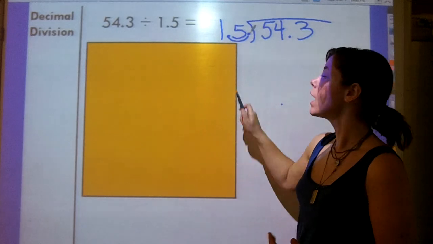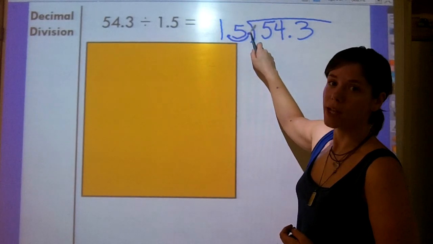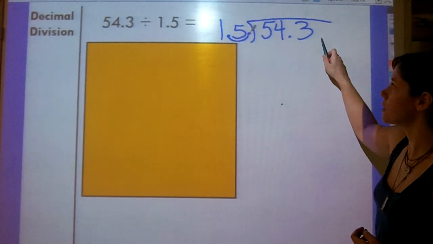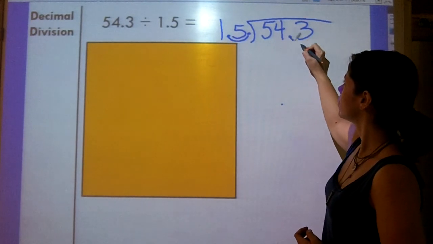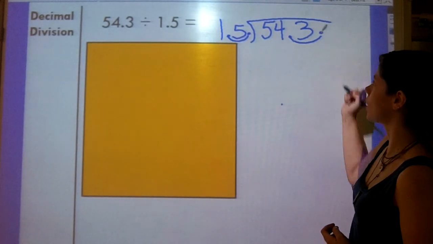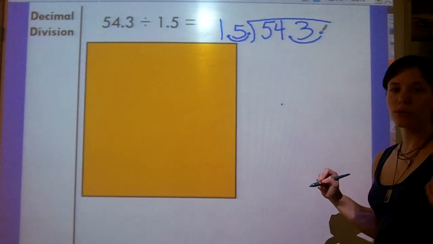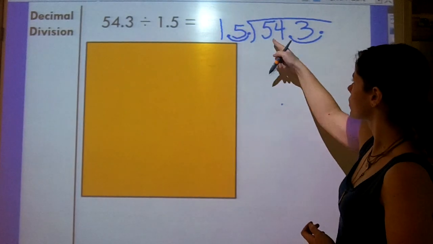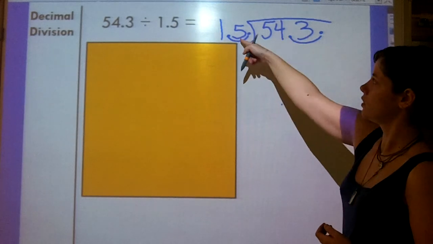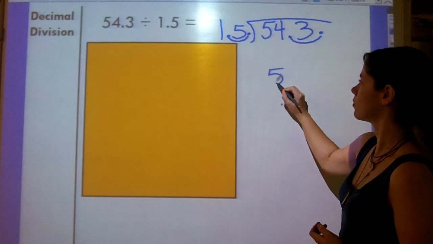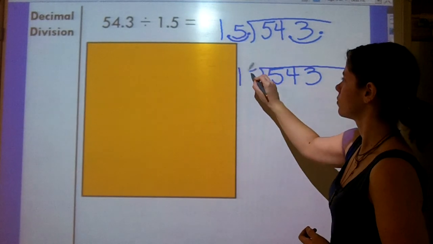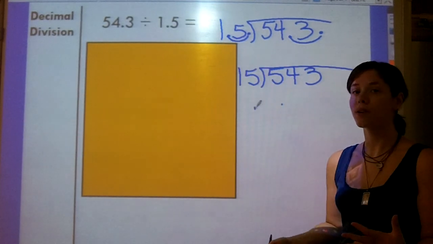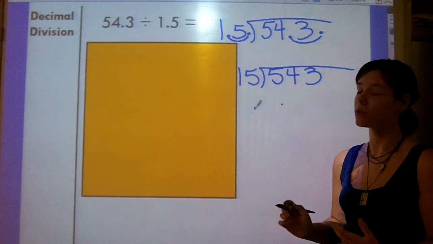But the rule is, however many times you scoop outside, you have to scoop inside. So if I scooped once here, I grab this one, scoop it to the end, and drop it off. I'm going to rewrite my problem as 543 divided by 15. Now, this is just a regular division problem.